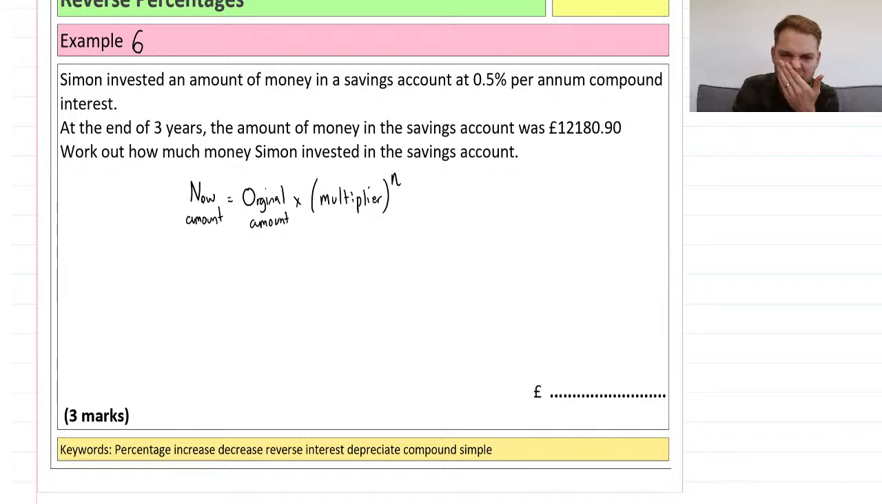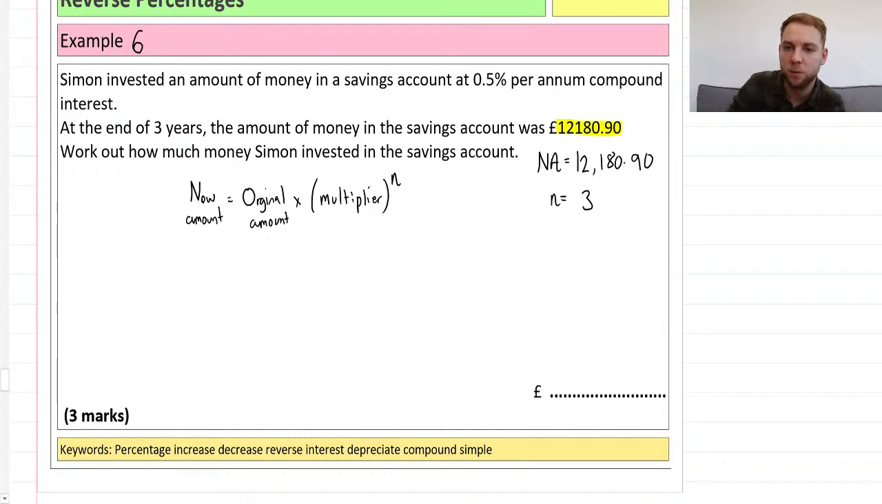So what things do I know? The first thing I don't know is my multiplier. Now, be careful. This isn't our original amount, is it? This here is our new amount, equal to £12,180.90. I know that the number of years, n, is equal to 3 in this case. I don't know my multiplier yet, but I'm going to work that out now.